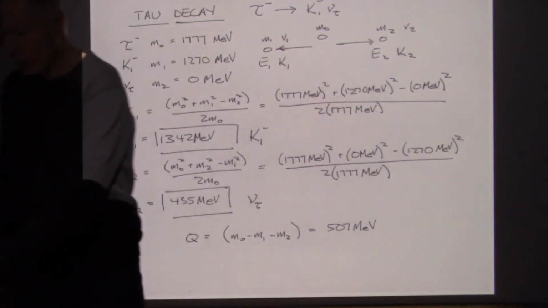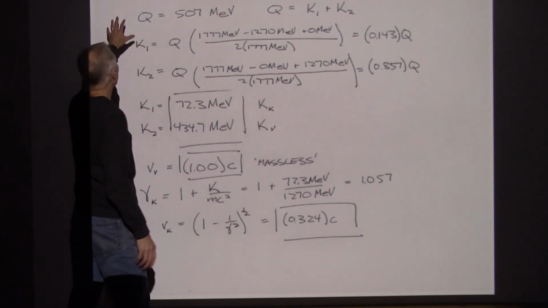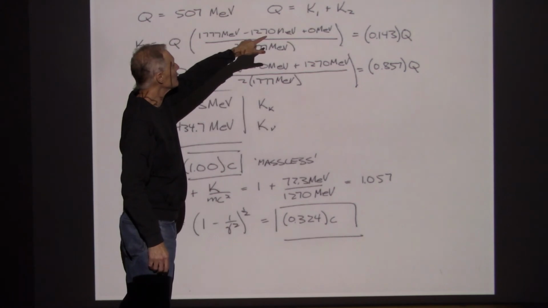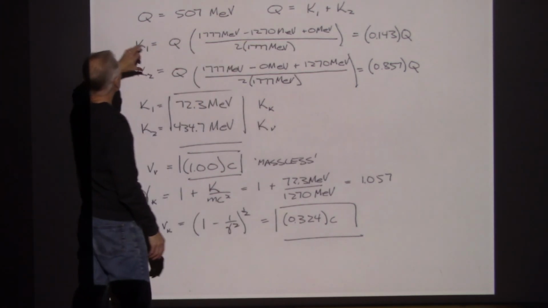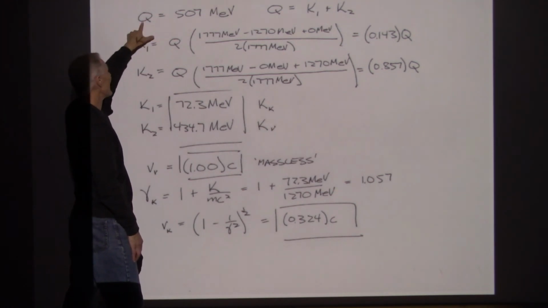Let's go and see where that went. For that, we can say that the 507 MeV must have been converted into kinetic energies. The kinetic energy formulas that we came up with look like this. They actually make use of this Q value that we have calculated.